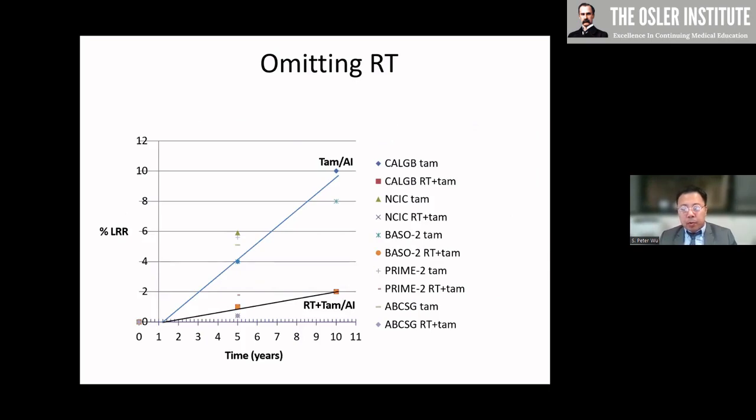Here's a small plot that one of my predecessors put together, which I think was very nice. Just noting that all these trials kind of fall on the same line. RT plus TAM, or RT plus hormonal therapy, has a very slow sloping curve, whereas TAM and AI alone have a much steeper sloping curve, approximately 1% per year for this curve, and approximately 0.2% per year with this curve.